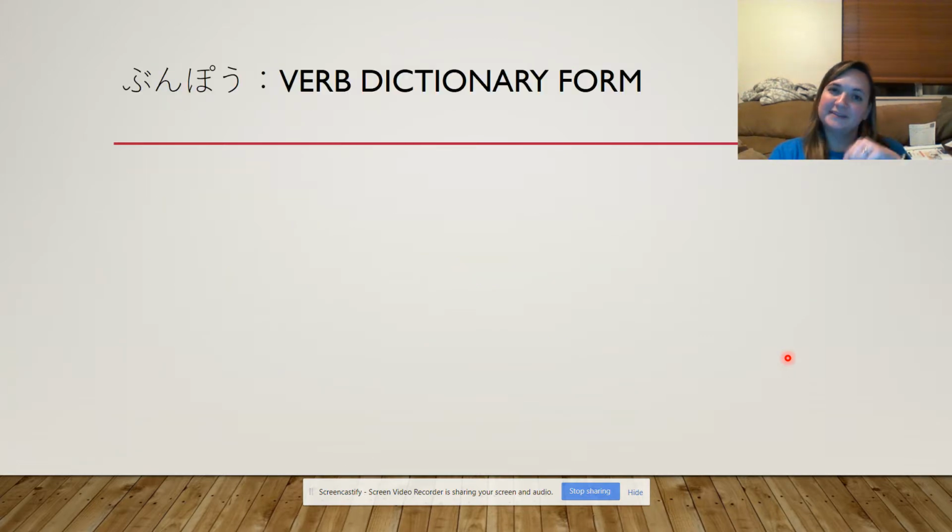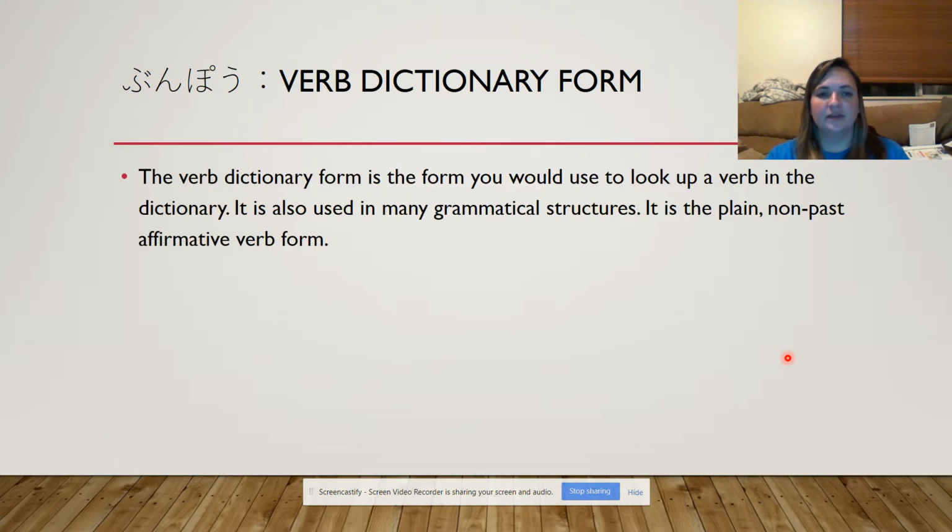So, まだ皆さんノートを書いてください. Next we're going to talk about the dictionary form of our verb, which I've probably mentioned before. If you don't know, the verb dictionary form is the form you would use to look up a verb in the dictionary. Or if you're looking in English, you're trying to find the word to explode, and you look it up, it's going to be in dictionary form, okay?